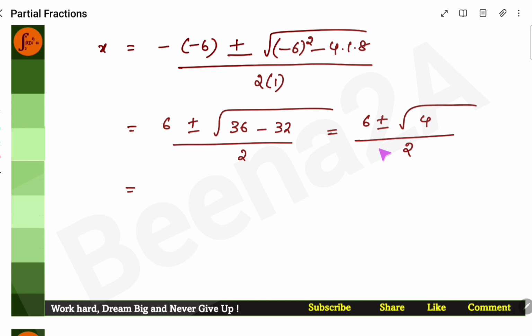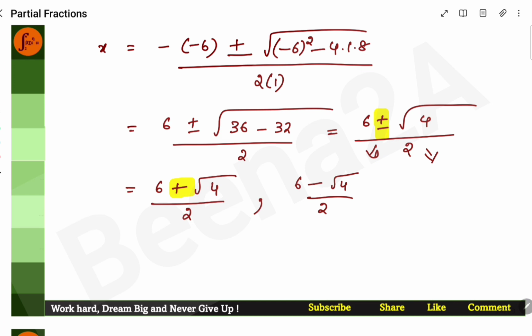Now we'll have to split this. That is, you have to write this as 6 plus root 4 by 2 and 6 minus root 4 by 2. That is, you take this entire expression with plus and then with minus. So now we'll get two values of x. Put a comma here. This is one value of x and this is another value of x. So root of 4 is 2, right? So it will be 6 plus 2 by 2. This will be 6 minus 2 by 2.